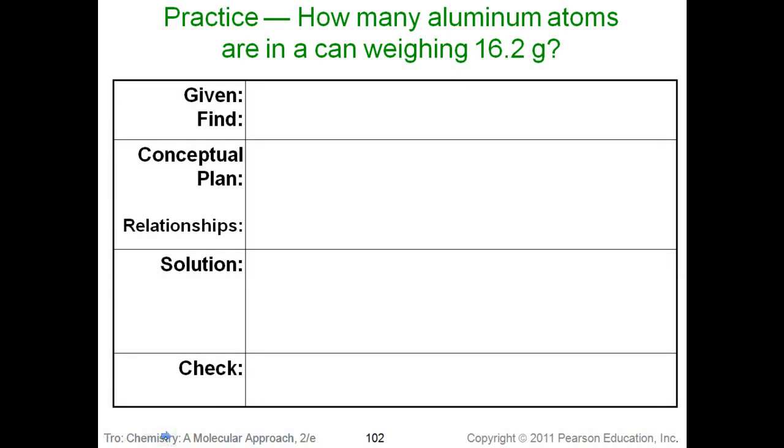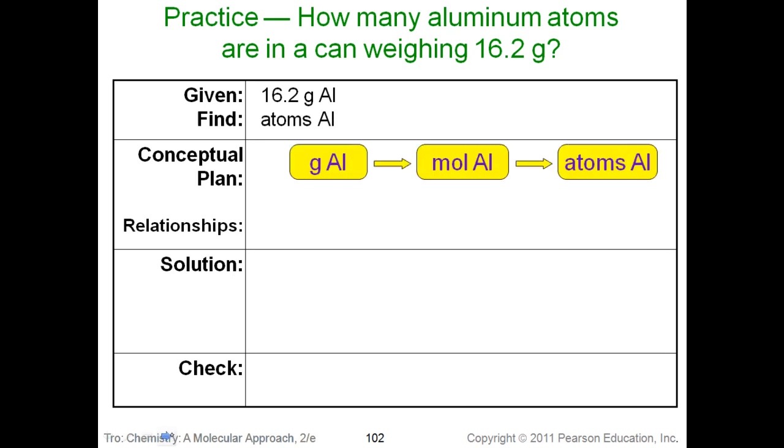All right, one more problem. How many aluminum atoms are in a can weighing 16.2 grams? Write down what's given. Write what you're trying to find. Come up with your plan of action. We've got to convert grams to moles. We use molar mass to do that, and then we convert moles to atoms using Avogadro's number.